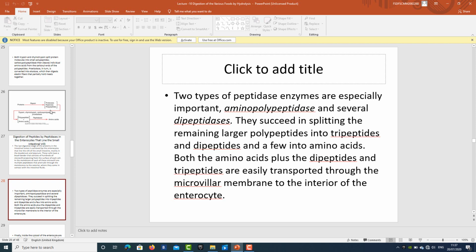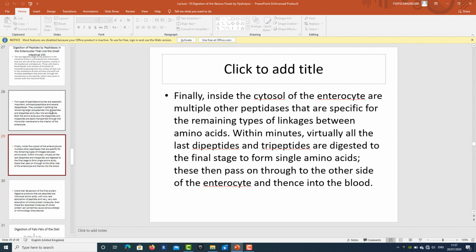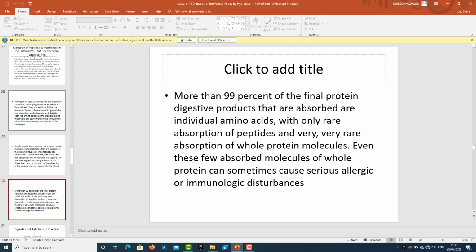And both amino acids plus the dipeptides and tripeptides are easily transported through the microvillar membrane to the interior of the enterocyte. Finally, inside the cytosol, there are multiple other peptidases which are specific for the remaining types of linkages between the amino acids. Virtually all the last dipeptides and tripeptides are digested to the final stage to form single amino acids, and then they pass to the other side and ultimately into the blood.